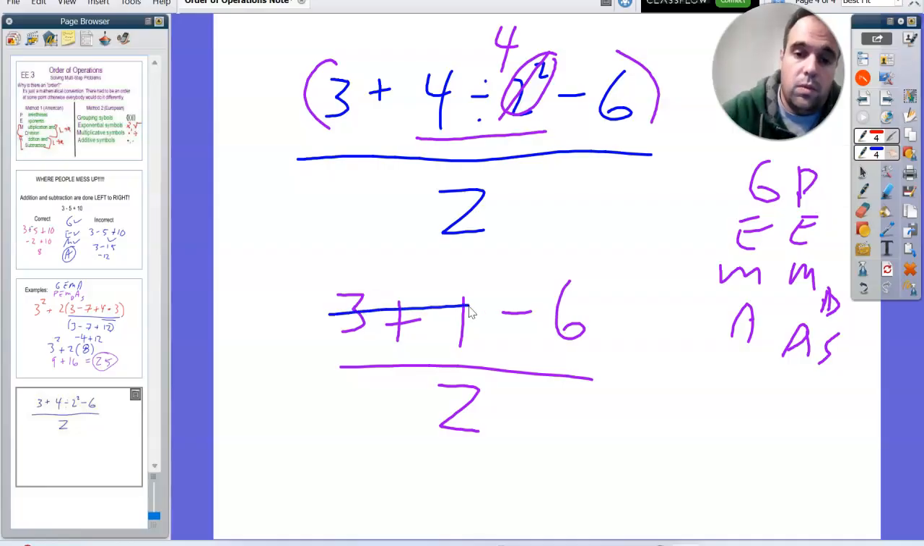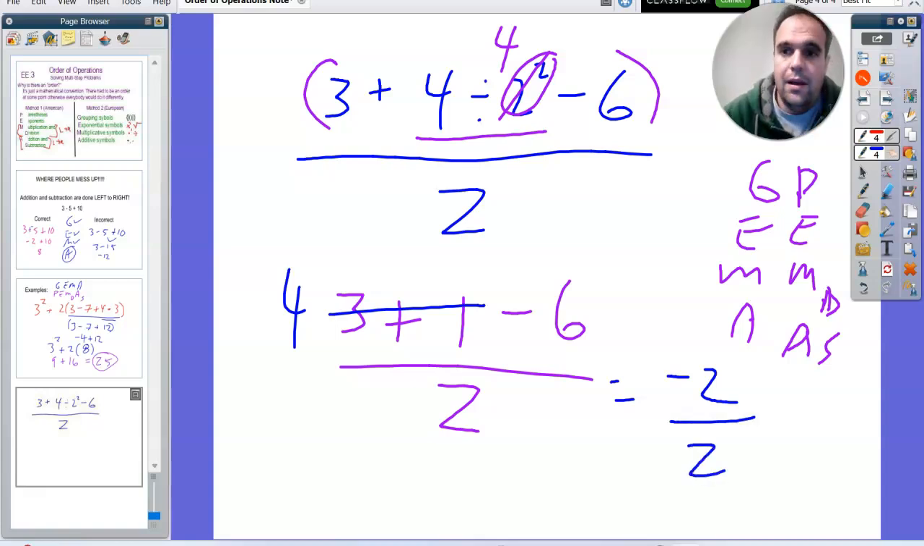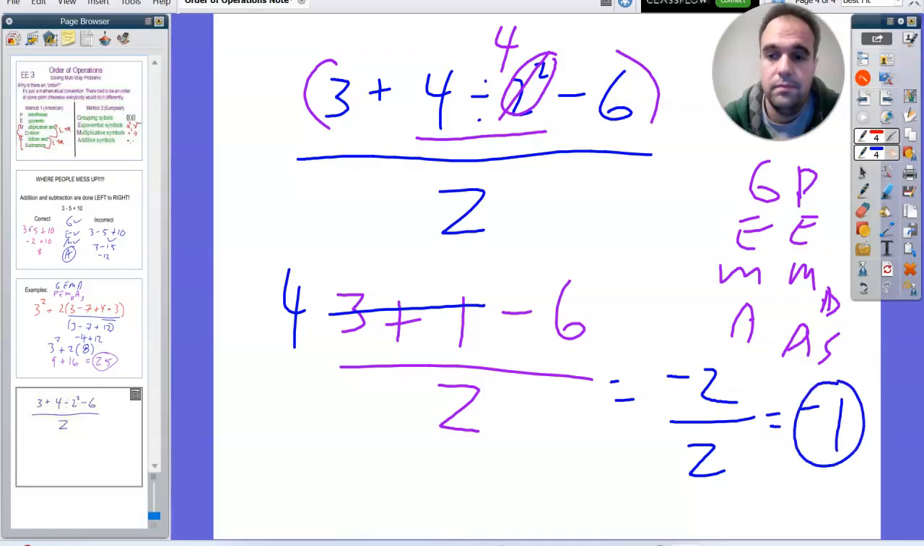Left to right, 3 plus 1 is 4. Minus 6 is negative 2, all over 2. Because I've reset my problem, now I kind of restart the beginning. No grouping, no exponents, but that's division right there. Negative 2 divided by 2 is negative 1.